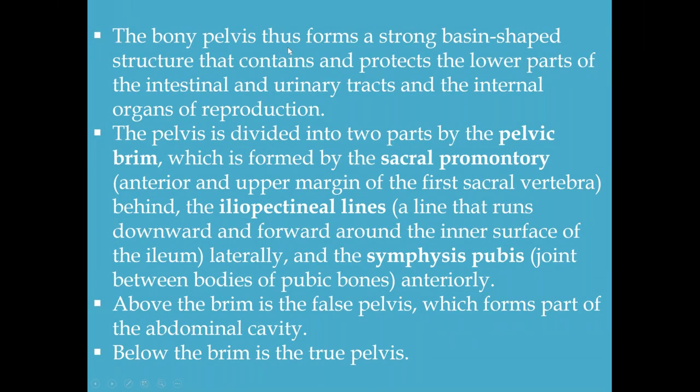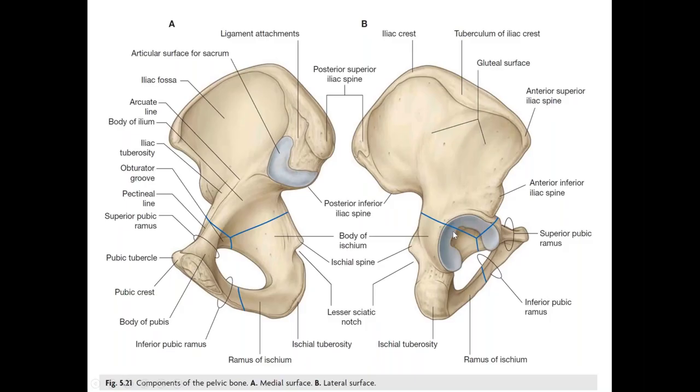The bony pelvis forms a strong basin-shaped structure that contains and protects the lower part of the intestine, the urinary tract and the internal organs of reproduction. The pelvis is divided into two parts by the pelvic brim, the true pelvis and the false pelvis. Above the brim is the false pelvis, which forms a part of the abdominal cavity, and below the brim is the true pelvis. Here are the components of the pelvic wall, the medial surface and lateral surface.